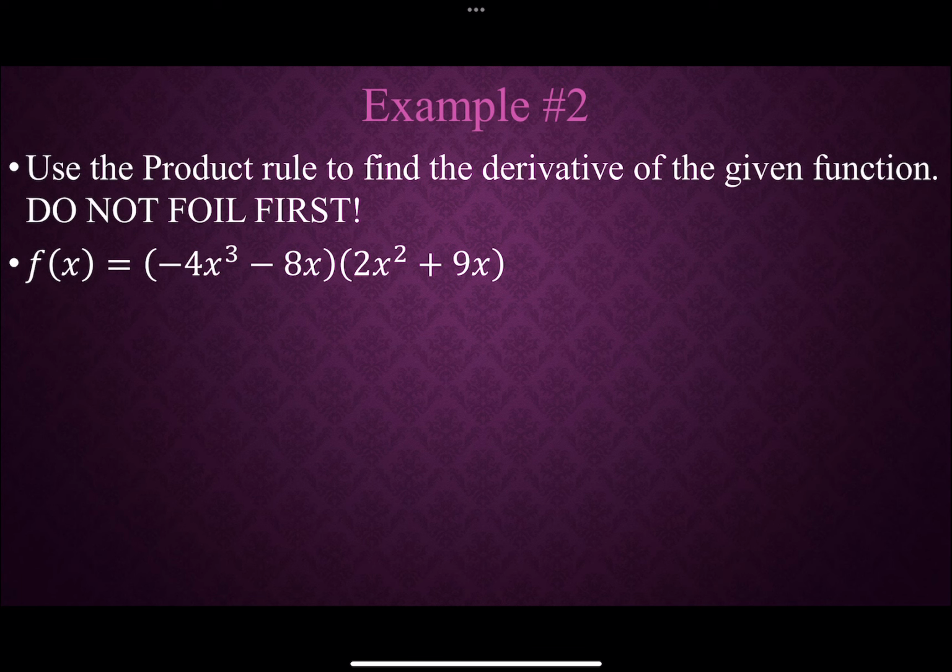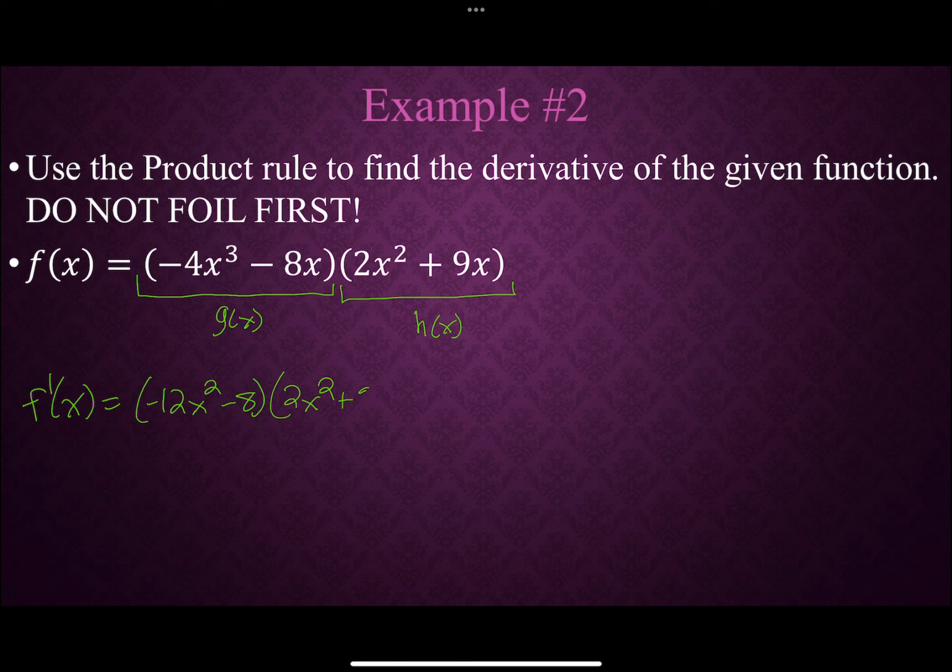So here again, this would be our first function, g of x. This would be our second function, h of x. So the way the product rule works, we take the derivative of the first function, which is negative 12x squared minus 8, and we leave the second function alone, the 2x squared plus 9x. And then plus, we leave the first function alone, negative 4x cubed minus 8x, we take the derivative of the second function, which would be 4x plus 9.